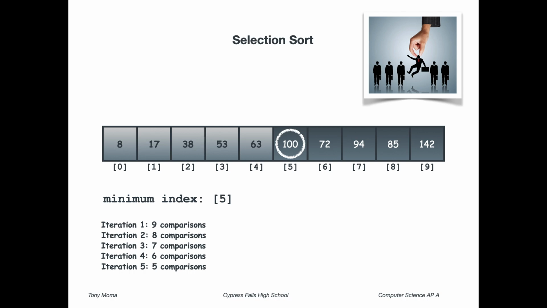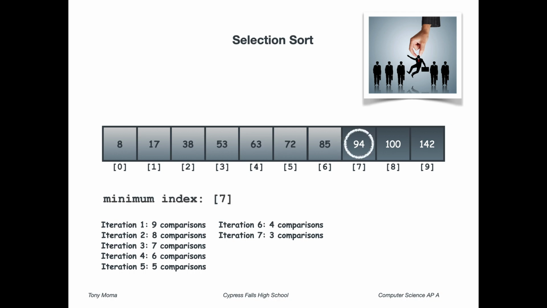Next iteration, index 5 set to the minimum, 72 is smaller, so index 6 is the new minimum, larger, larger, larger. Okay. So that completes that iteration. We swap index 6 with index 5. And we performed 4 comparisons during that iteration. Next iteration, we assume index 6 is the smallest value, 94 smaller, 85 smaller, 142 larger. So now index 8 is the minimum index. We swap it with index 6. And during that iteration, we performed 3 comparisons.